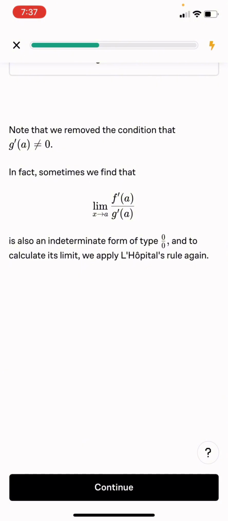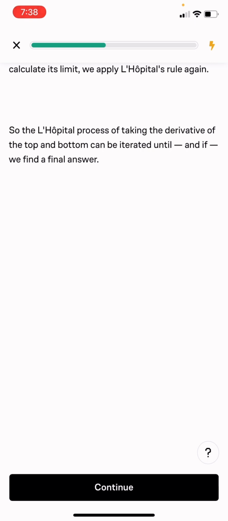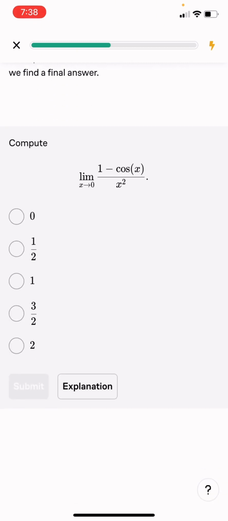Note that we removed that condition that g prime of a is not equal to 0. In fact, sometimes we find out that the limit as x goes to a of f prime of a over g prime of a is also an intermediate form of type 0 over 0. And to calculate its limit, we apply L'Hopital's rule again. So the process of taking the derivative of the top and bottom can be iterated until and if we find a final answer.